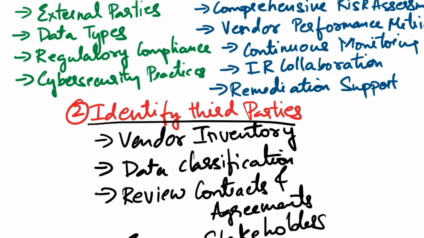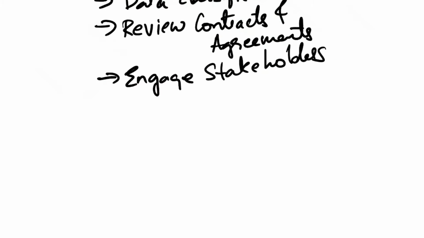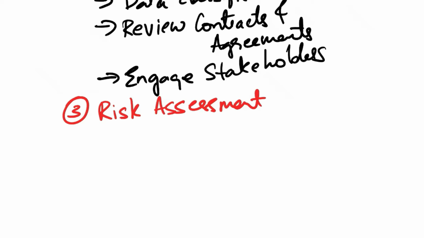This step lays the groundwork for a thorough understanding of the external entities that may pose risks to your organization's information security and operational resilience. Next step, risk assessment. Conduct a thorough risk assessment for each third party to evaluate cybersecurity controls, data protection measures, and overall risk posture. In this, the first one is risk identification.